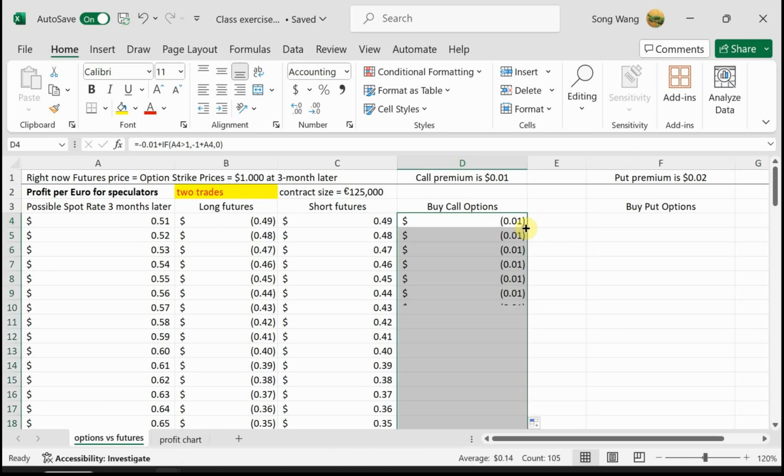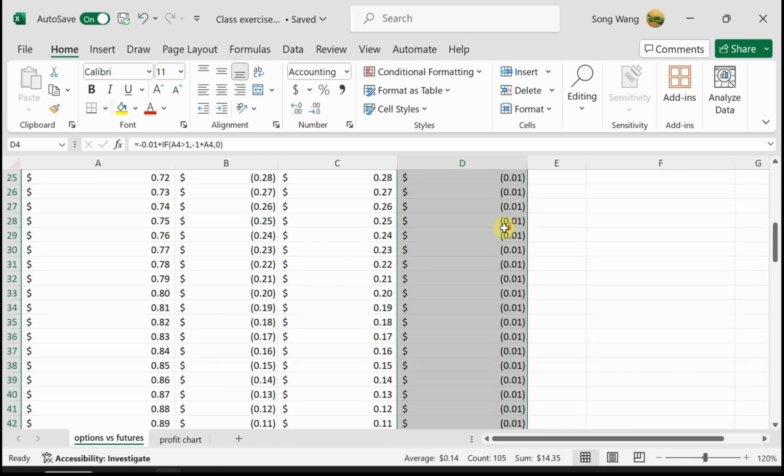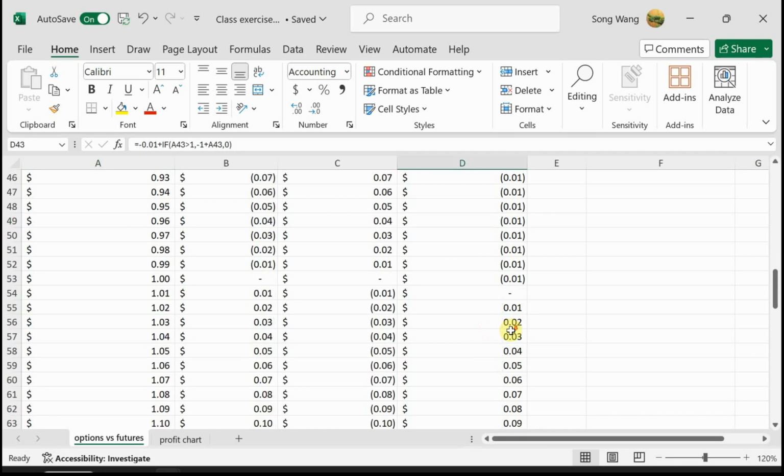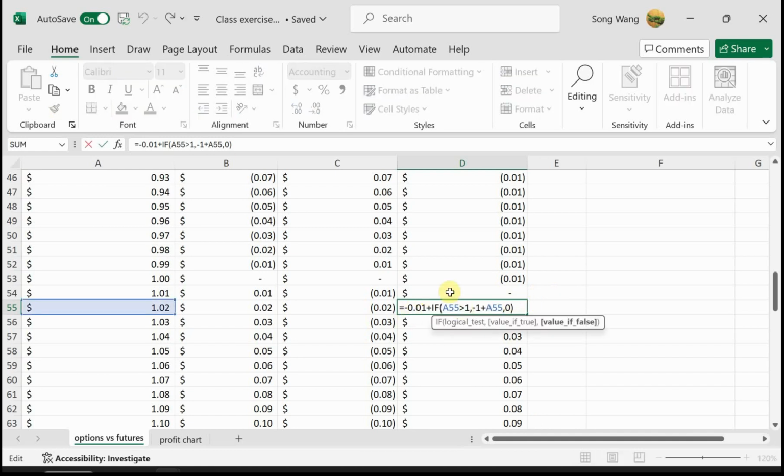You can simply double click here and generate all the profits for different possible rates. As you can see, when the spot rate is lower than $1, you choose not to exercise the call option, you choose not to buy at $1, and you just pay the premium. And if the price is at $1 or higher, you will need to exercise the call option, and you will need to pay $1 per euro and sell at the prevailing spot rate. So this one means you buy at $1 and then you sell at $1.2, but why is your profit only 0.01? Because you pay the premium of negative 0.01.